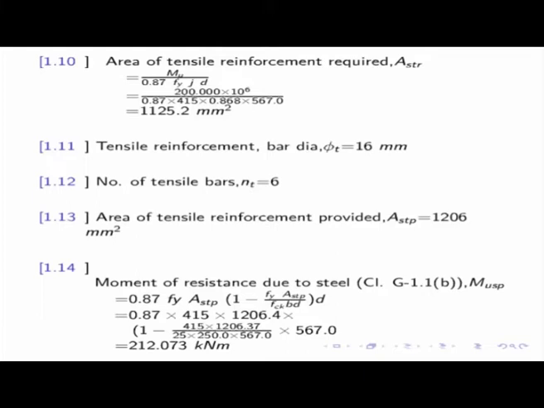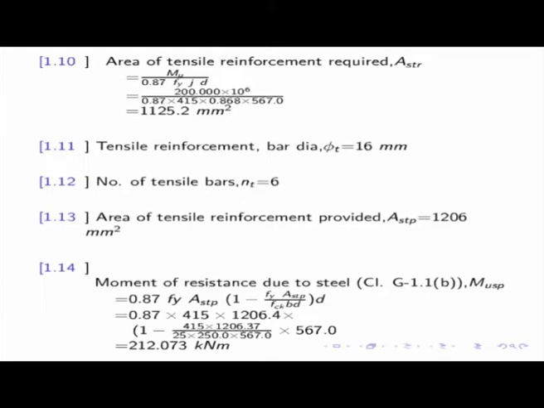So the area of tensile reinforcement required is 1125.2 millimeter square. The tensile reinforcement bar you have provided is 16 millimeter. Number of tensile bars Nt equal to 6. Area of tensile reinforcement provided: 16 millimeter bar means 201 square millimeter, so 6 into 201 is 1206. So the requirement is 1125 and you are providing 1206. That means it is all right. Also, I can calculate that as per the clause I have already shown you in IS 456.